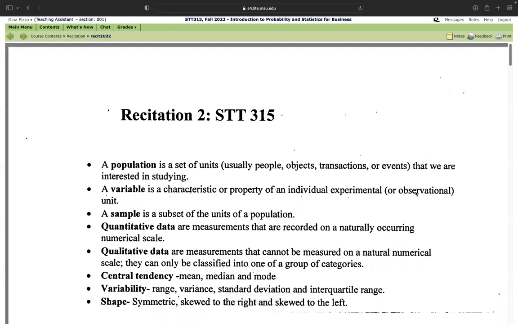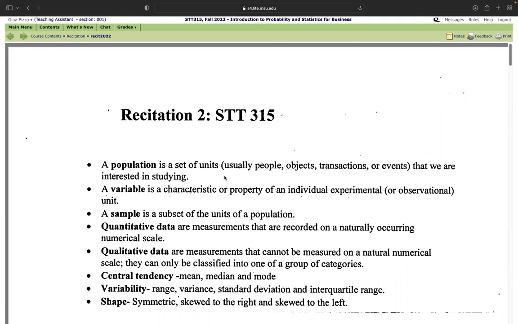A lot of this recitation will be using R directly, so I'll show you how to use the different functions in R. But first, I want to just go over the vocabulary that's in this recitation activity. So here we have the definition of a population. A population is a set of units that we are interested in studying. It's usually people, objects, transactions, or events.